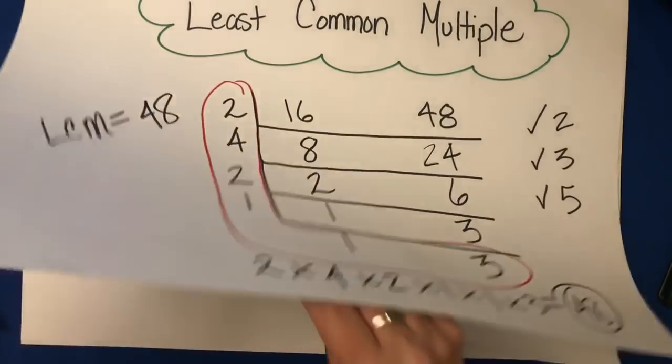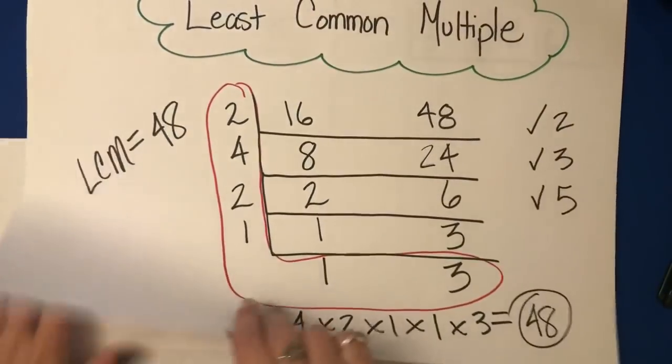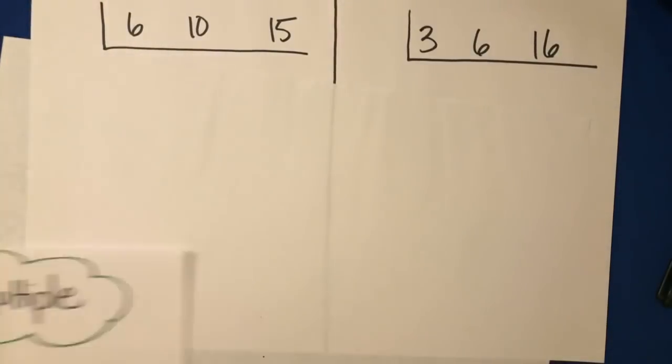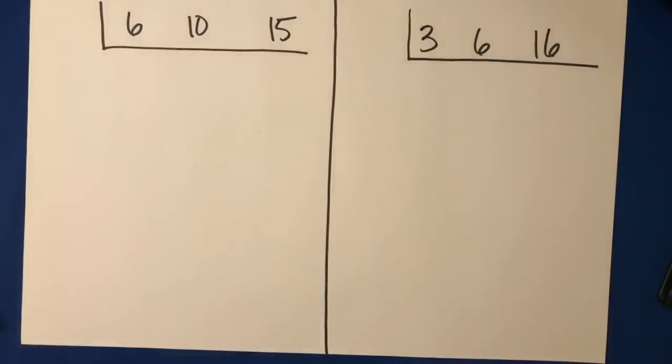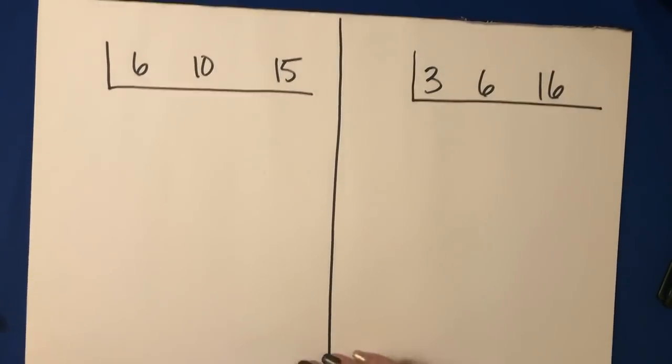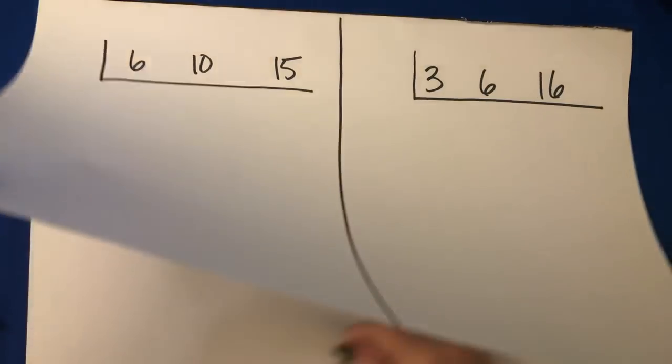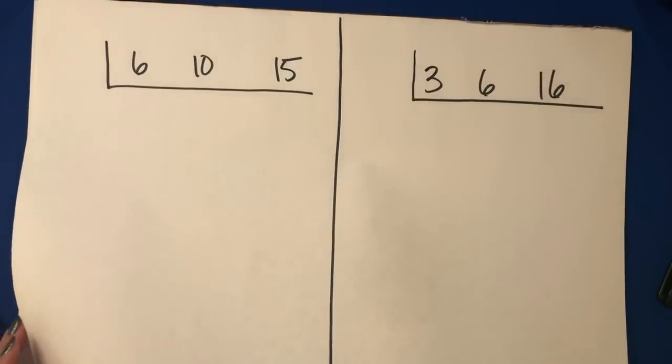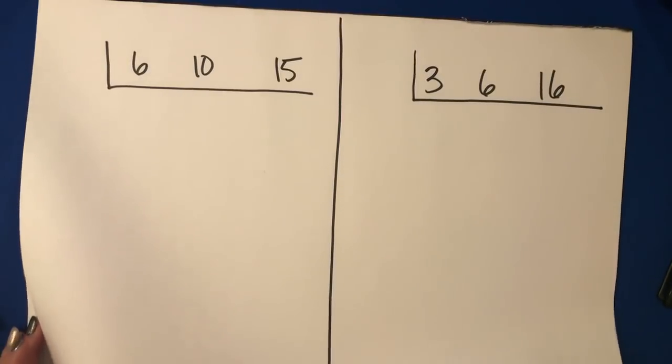So I'm going to move on to another problem. If you still have room on your paper, you can flip your paper over, and I have a couple more. This time I'm going to challenge you a little bit, and we're going to look at 2 problems that have 3 different numbers, and let's see how this works if you have 3 numbers that you're trying to find the least common multiple for.